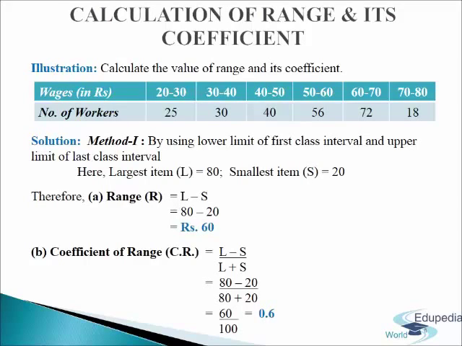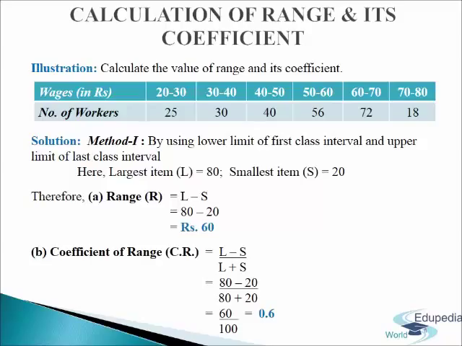First method, by using the lower limit of the first class interval and the upper limit of the last class interval. As you can see in the table, the lower limit of the first class interval is 20 and the upper class limit of the last class interval is 80. So largest item L is equal to 80 and smallest item S is equal to 20. So first we will calculate range. R is equal to L minus S. So 80 minus 20, we will get 60 as range.